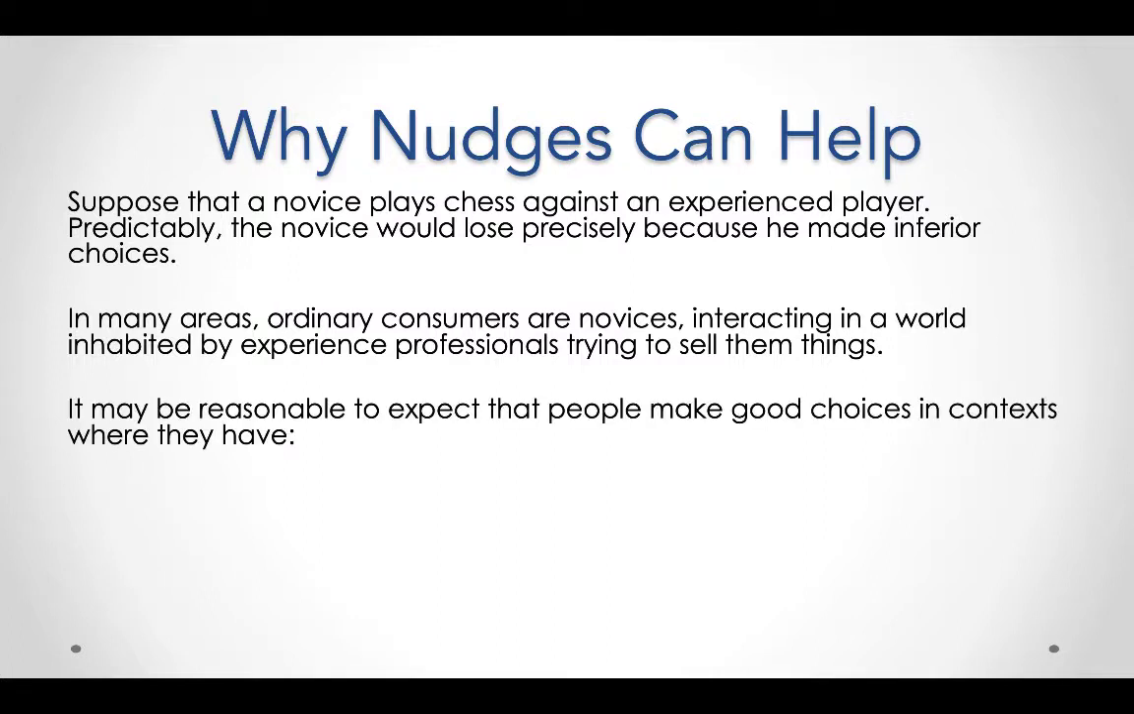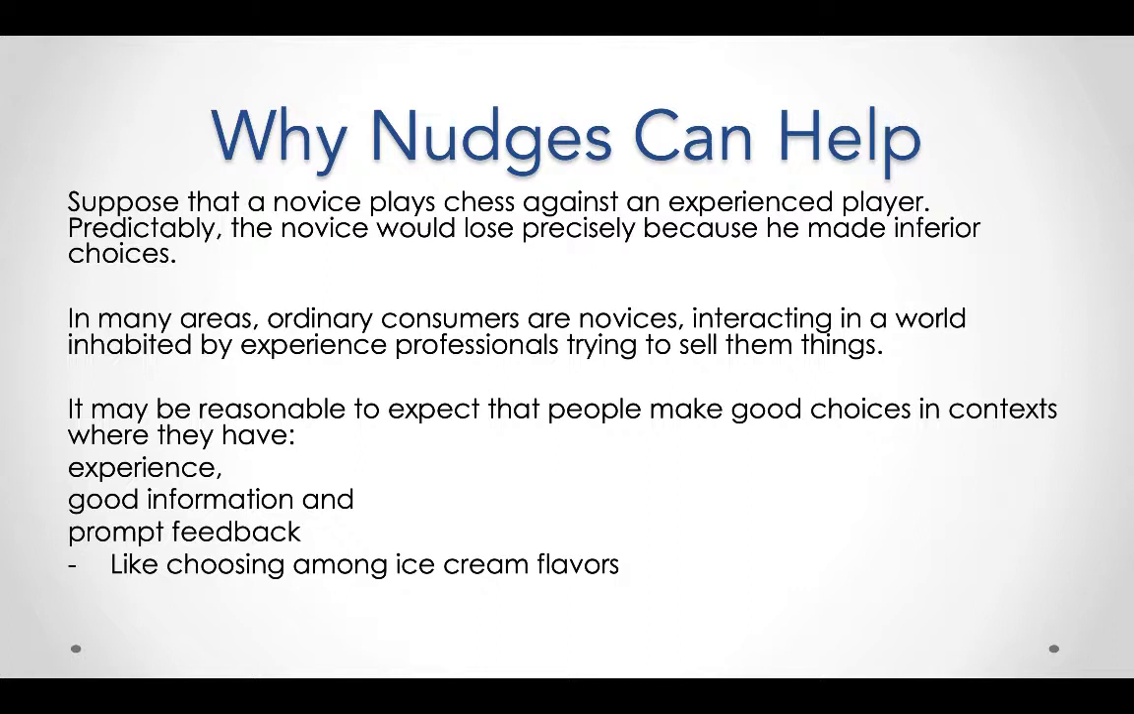But it could be reasonable to expect that people will make good choices in contexts where they have experience, good information, and prompt feedback. Like choosing among ice cream flavors. You know exactly which one you like. You take a lick, and then you know exactly how it works for you, right? If you like it or not, and move on. So you have experience with it because you've been sampling so many ice creams. You have good information, and you get feedback because you know right away if you like it or not.